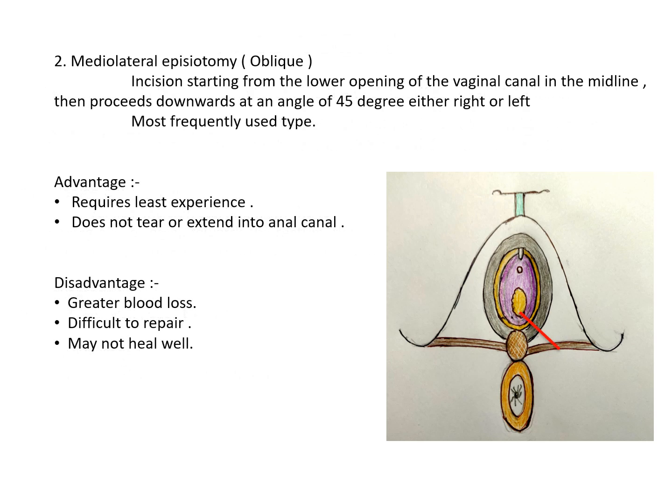The mediolateral episiotomy, otherwise called oblique episiotomy. Here the incision starts from the lower opening of the vaginal canal in the midline. Then it proceeds downwards laterally at an angle of 45 degrees, either on the right side or the left side. This type is the most frequently used type.